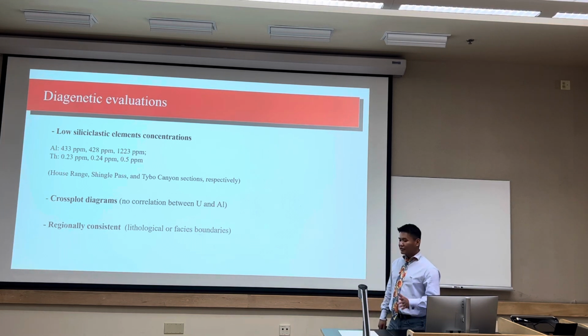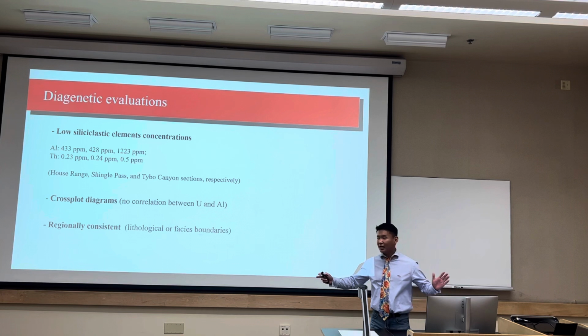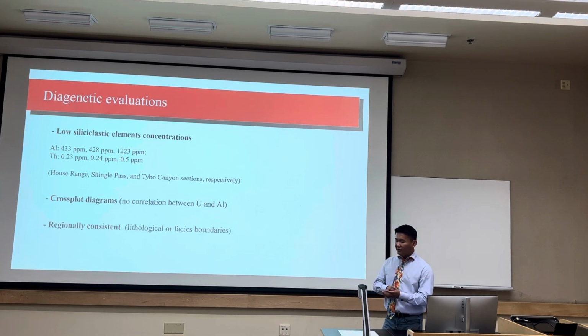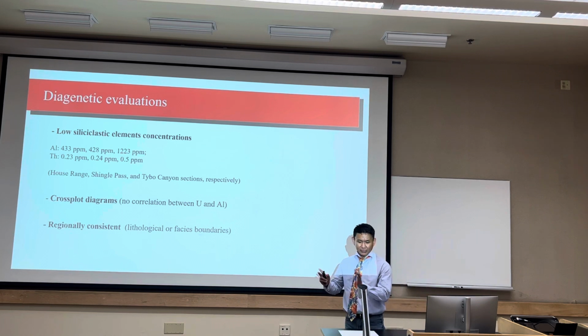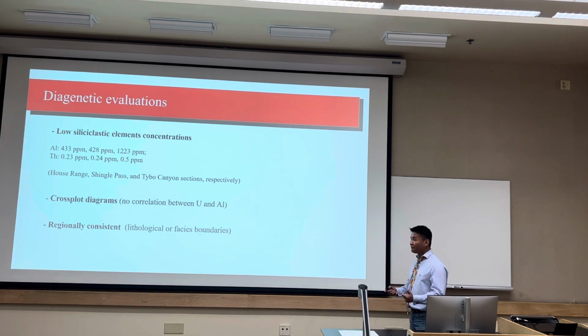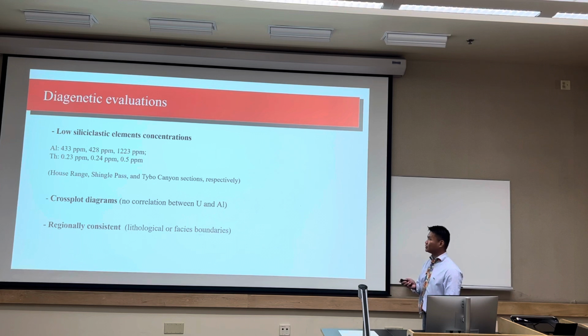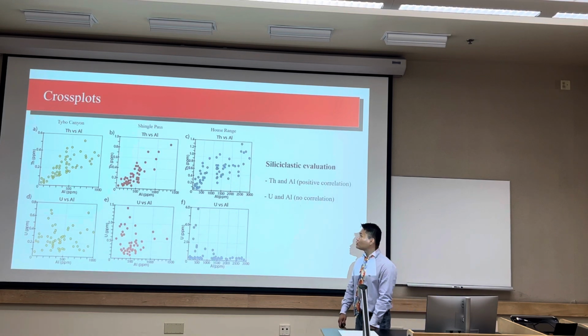And then we also consider the fact that the signal you see just now is not only happening in one section, it happened across the basin. Given that we have different lithology, different facies, the uranium concentration still consistently shows the same thing. So we believe that the uranium concentration isn't affected by the lithology or facies or other factors, but it is the primary seawater signature. So now let's look at the cross plot.